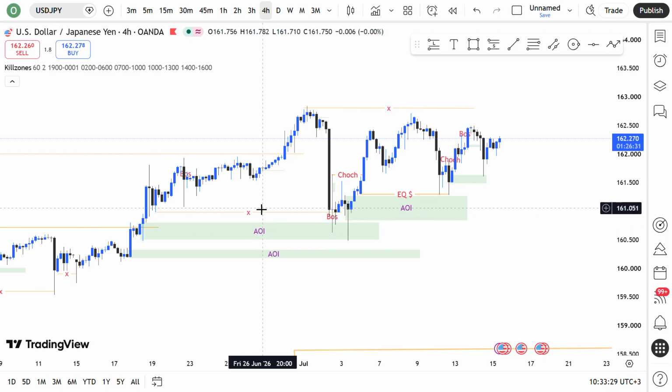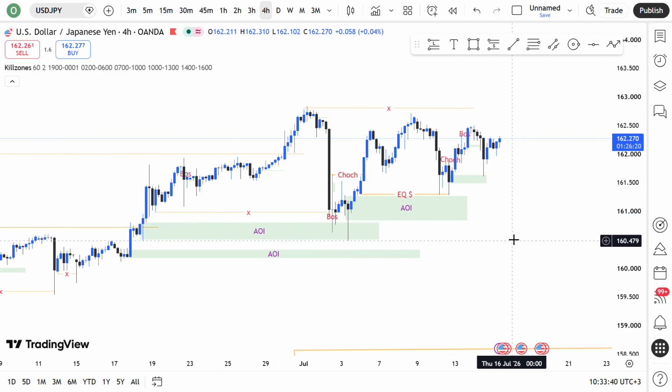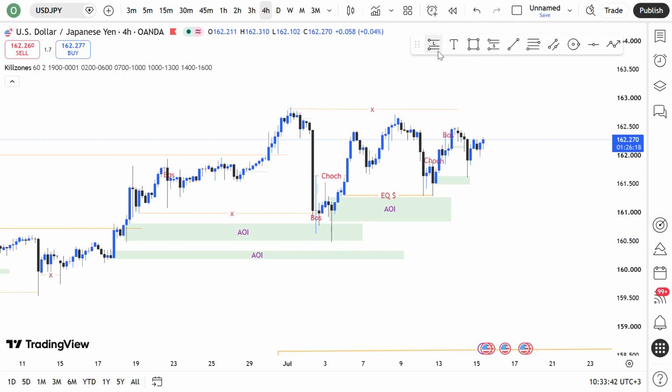We can see clearly that we had these equal lows lying here. So immediately after price came in, we can see clearly that the price reacted very well from this area of interest. So the main liquidity that was swept out was these equal lows that are here.